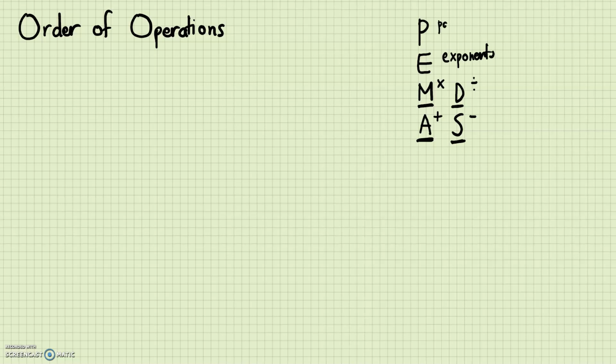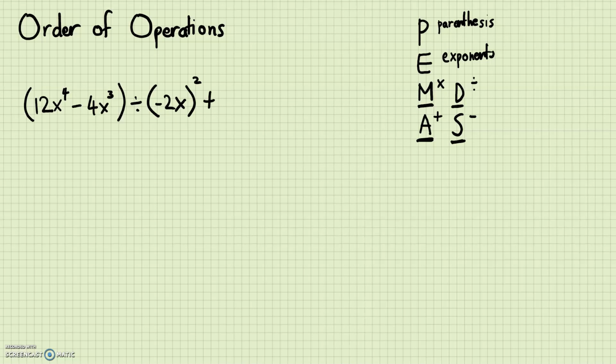And P means parentheses. So this is the order that you should be looking at a polynomial expression. So let's say we have an expression like this. Let's say we have 12x to the fourth minus 4x cubed divided by negative 2x all raised to the second power plus an x squared.